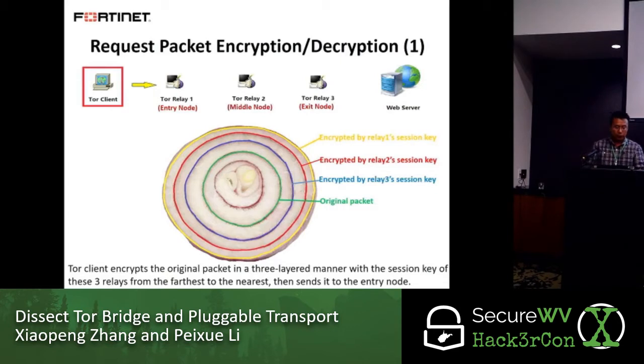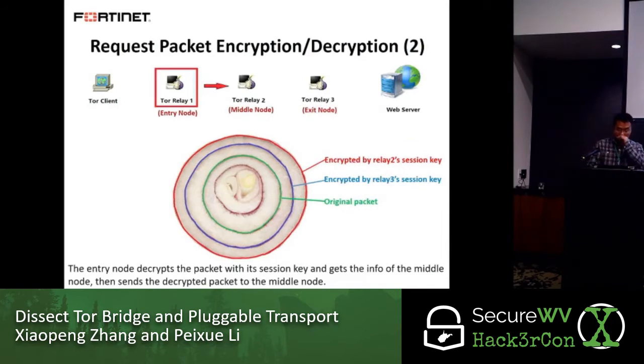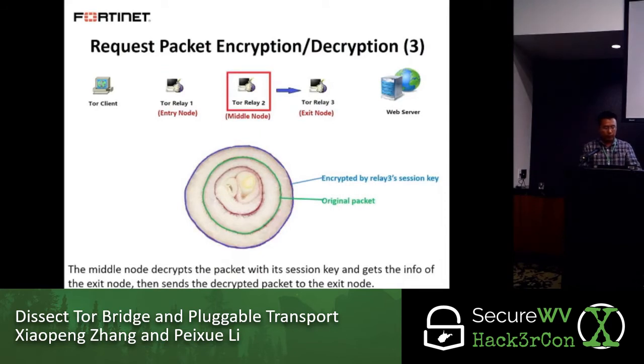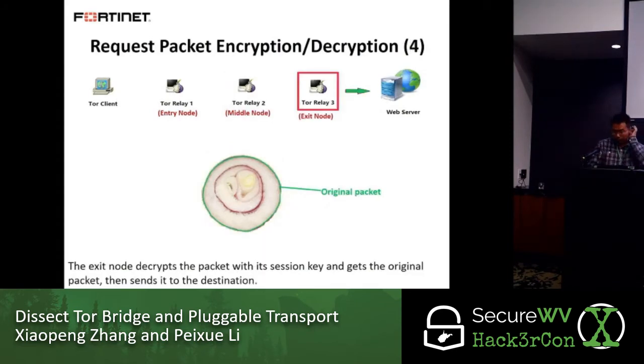So the Tor client encrypts the original packet 3 times with the session keys of those 3 relays. Then it sends the encrypted packet to the entry node. On the entry node, after it receives this encrypted packet, it decrypts it with its session key and gets information of the middle node. Then it sends the packet to the middle node. On the middle node, it decrypts the packet with its session key and gets information of the exit node. Then it sends this packet to the exit node. After the exit node receives this packet, it decrypts the packet with its session key, then gets the original packet. Then it sends the packet to the destination.